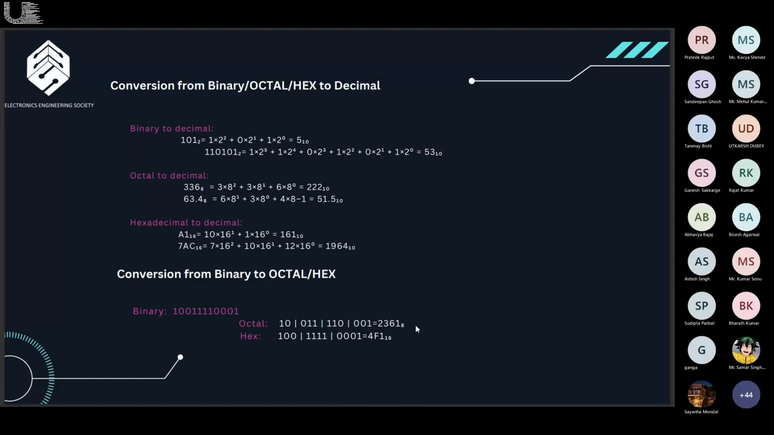And for hexadecimal, since it uses 16 different digits and 16 combinations require 4 binary digits to be represented, we'll club 4 binary bits together and we'll write the equivalent decimal number to form the hex. For example, here we have clubbed 4 bits together and the equivalent decimal of 0001 is 1, for 1111 is F or 15, and for 100 is 4. And so 4F1 is the equivalent hexadecimal representation of this binary number.